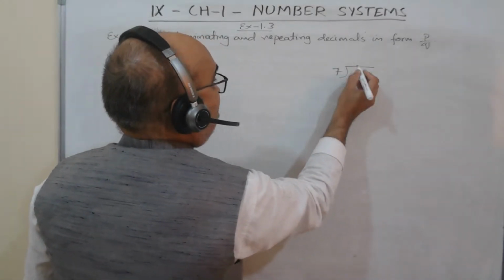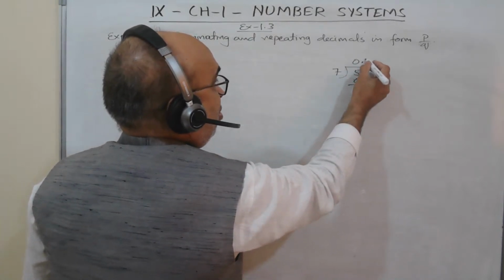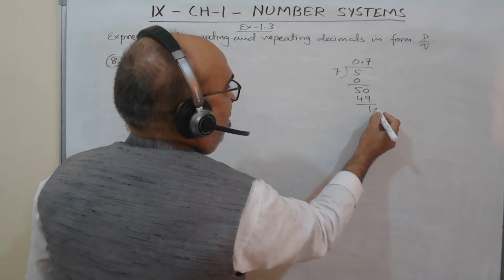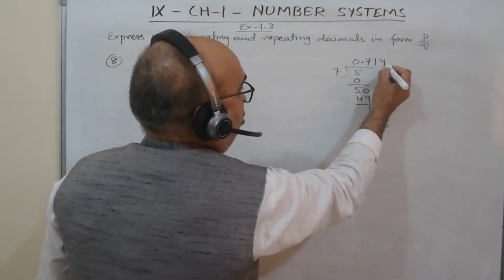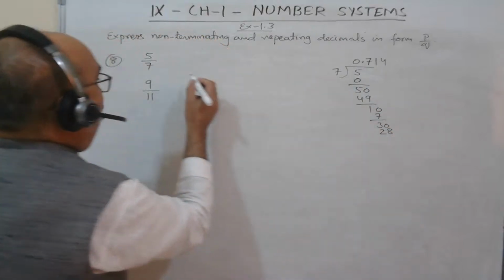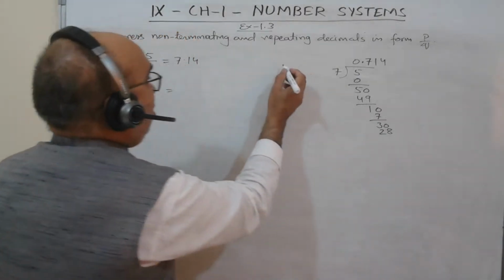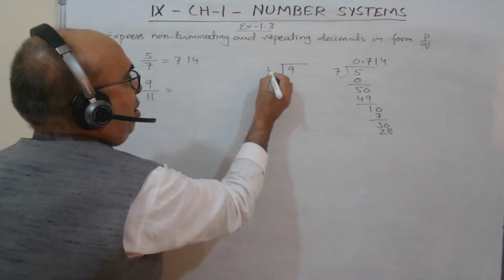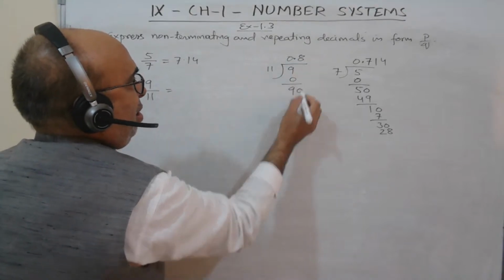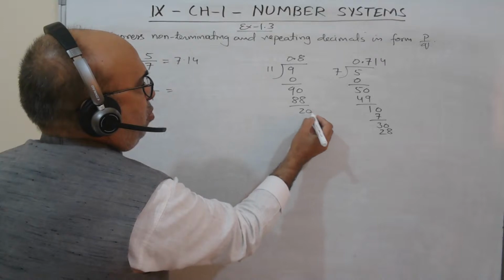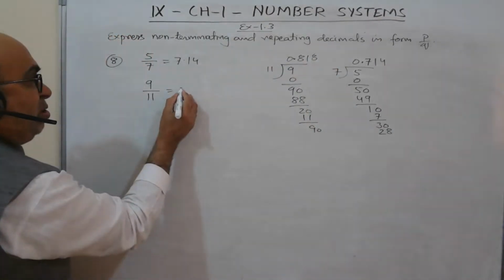5 divided by 7: 0 times. Then the decimal, we can write 1 0. 7 7s are 49. Then 1 1 0, we can write 7 1s are 7. 3. Then again 1 0. 7 4s are 28. So now approximately 0.714 is the value of this number. And the second number, 9 by 11: 0, then the decimal, 11 8s are 88, 2, 11 1s are 11. So this is the approximate value of this.